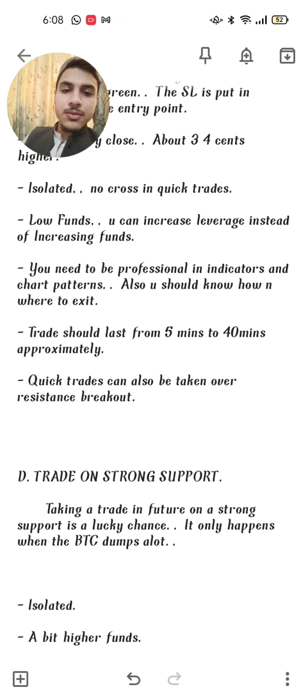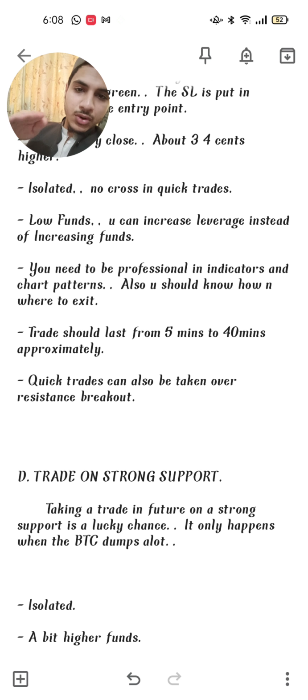Trade should last from 5 minutes to 40 minutes approximately, and quick trades can also be taken over resistance breakout. Fine. If the resistance is broken, now it's a good support. Verify it with a retest, and you can take entry in it as a scalping with higher leverage and low TPs. Fine.